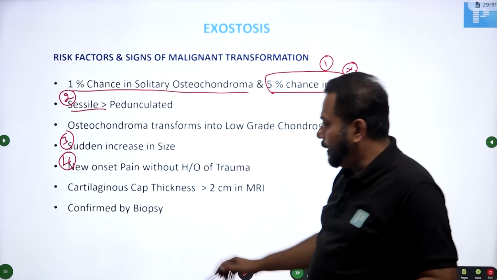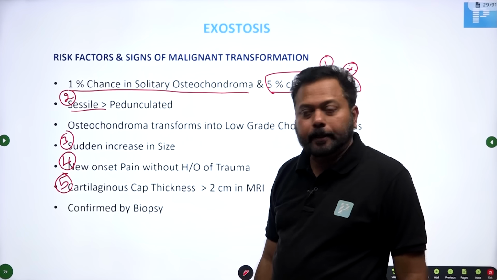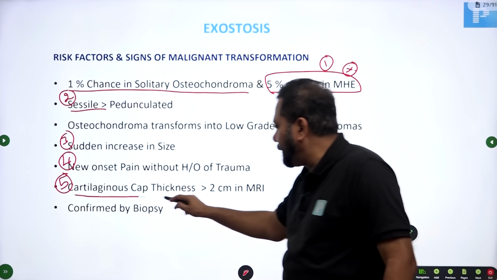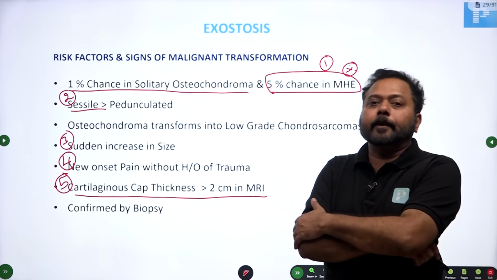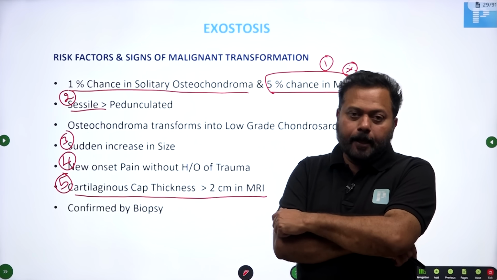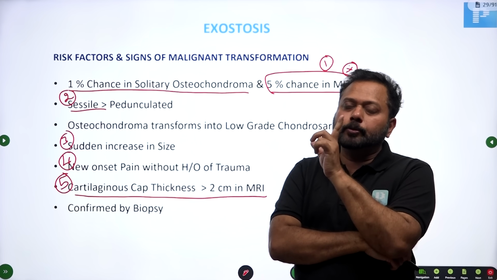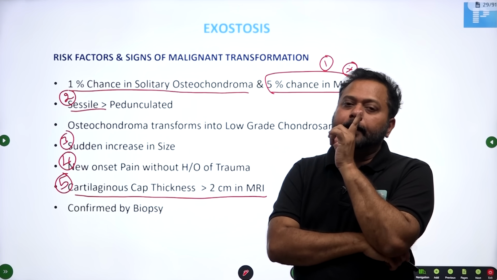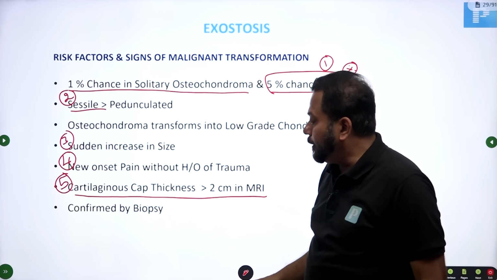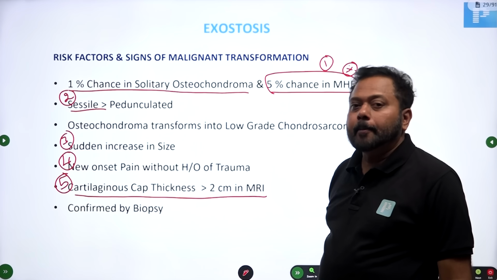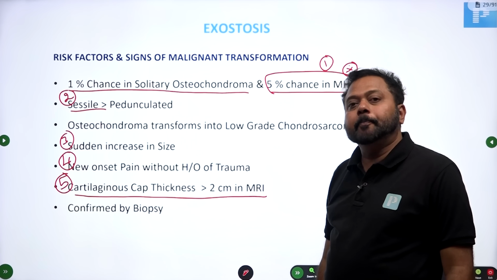Then this is the criteria. Most important criteria. Cartilaginous cap thickness more than 2 centimeters in MRI. That is why in all cases of exostosis, better you do an MRI, measure the cartilaginous cap size. When cartilaginous cap size is more than 2 centimeter, it is highly prone for malignant transformation. So you have to remove it immediately. And obviously it is confirmed by biopsy. This is a very, very important slide, very important question.